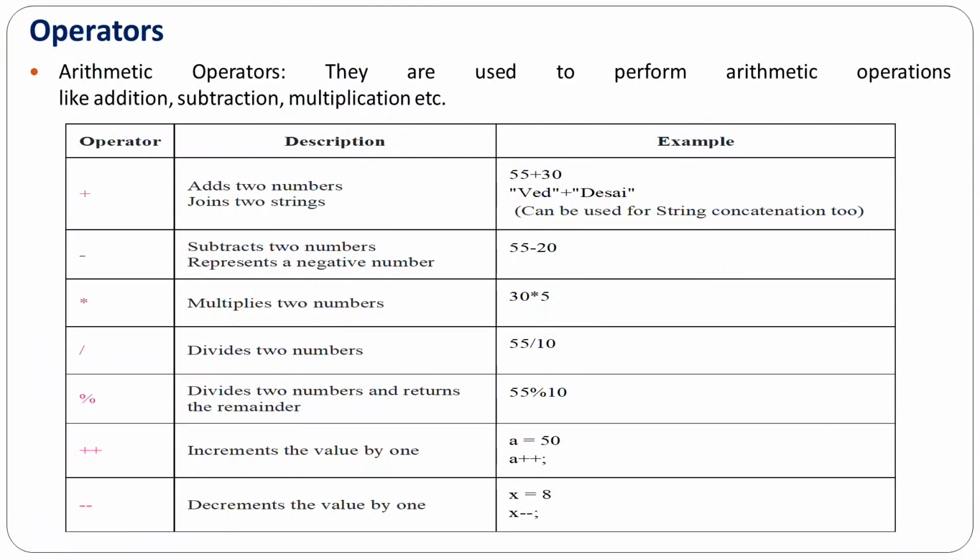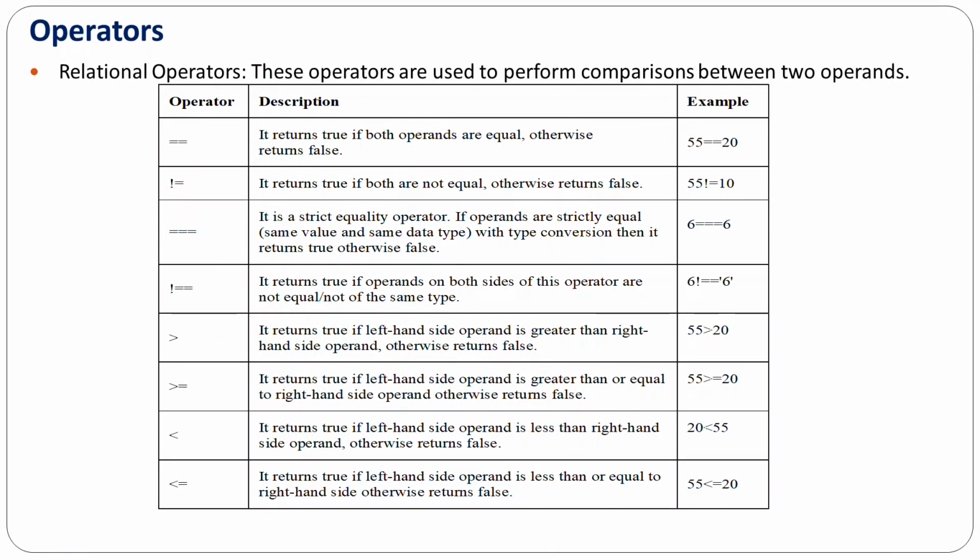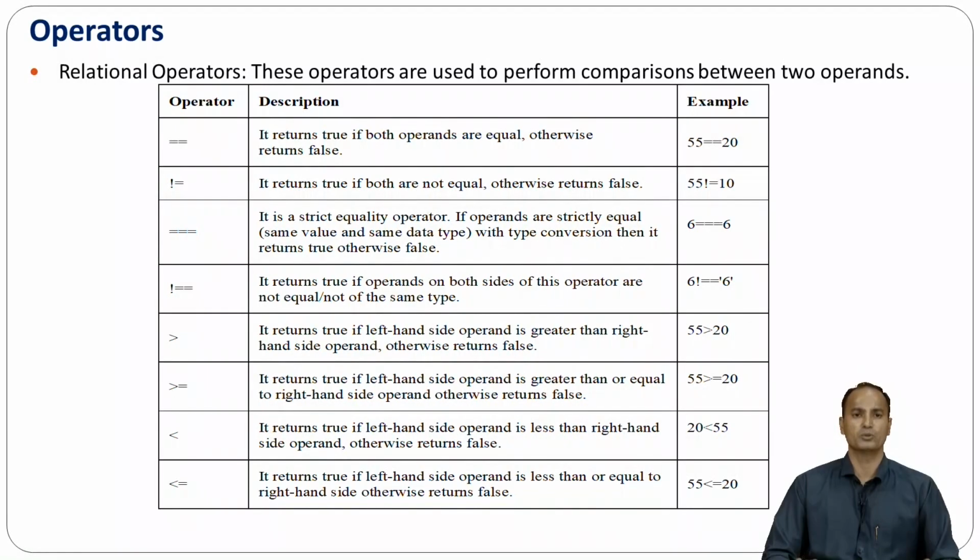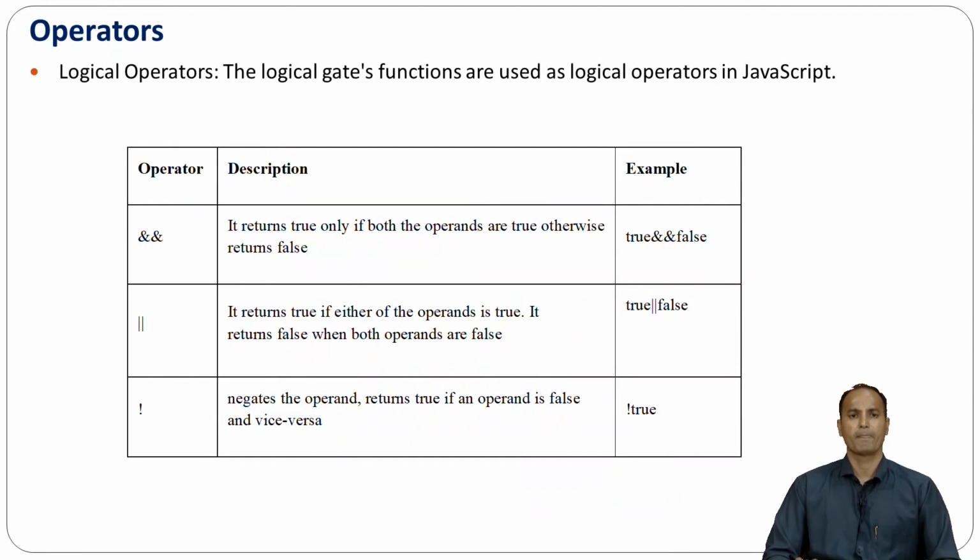Now let's look at other relational operators. We already specified equal to and not equal to. The strict equality operator is specified by three equal signs. Then we can say not equal to with an equal sign, then greater than or equal to, less than, and less than or equal to signs, which are used to compare variables and values.